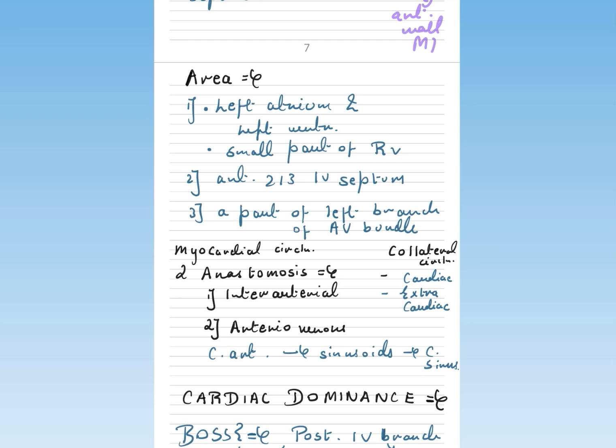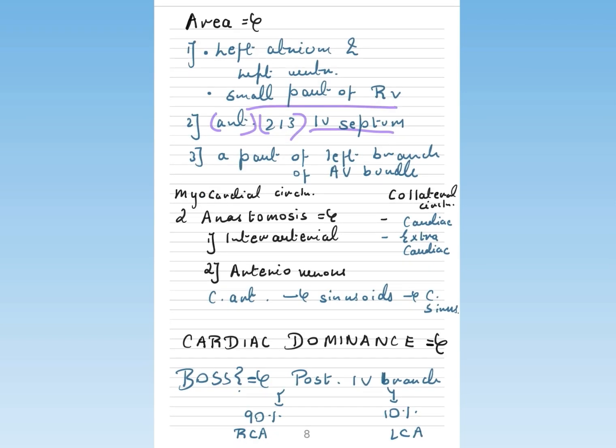Then the area of distribution. So the right coronary artery supplied the right atrium and right ventricle, and the left coronary artery supplies the left atrium and left ventricle. And as I told you, the right ventricle will be needing some part of the LCA as well. So a small part of RV is also supplied by the LCA. Then the posterior one-third of the IV septum was from the RCA and exactly opposite, that is the anterior two-thirds, is from the LCA. Then the whole of the conducting system was provided by the right coronary artery, but a part of the left branch of the AV bundle is the only part of the conducting system that is supplied by the left coronary artery.